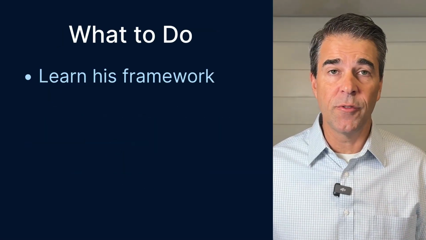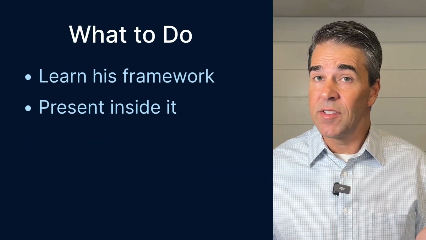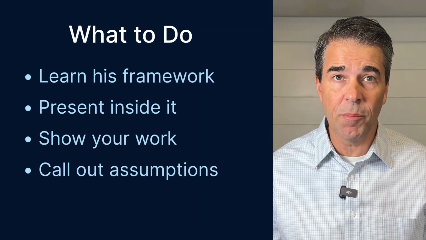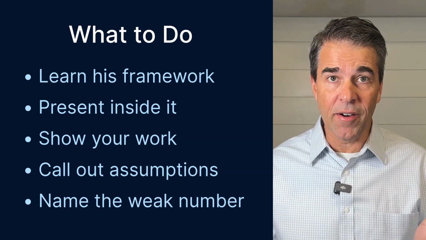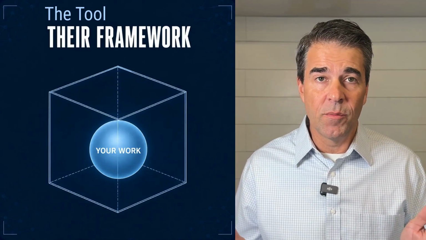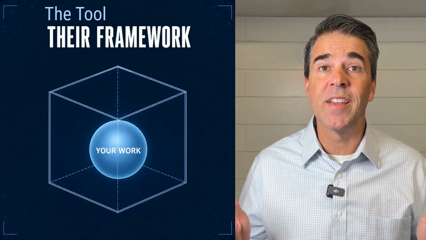What to do? Learn his framework and present inside it. Not as an extension of his system, not as a replacement for it. Then show your work. Put the assumptions on the page. Name the weakest number before he finds it and say what you did about it. The tool: the load-bearing glossary. Write down his five to seven terms and map your work to it before you present. Your originality rides on his rails.